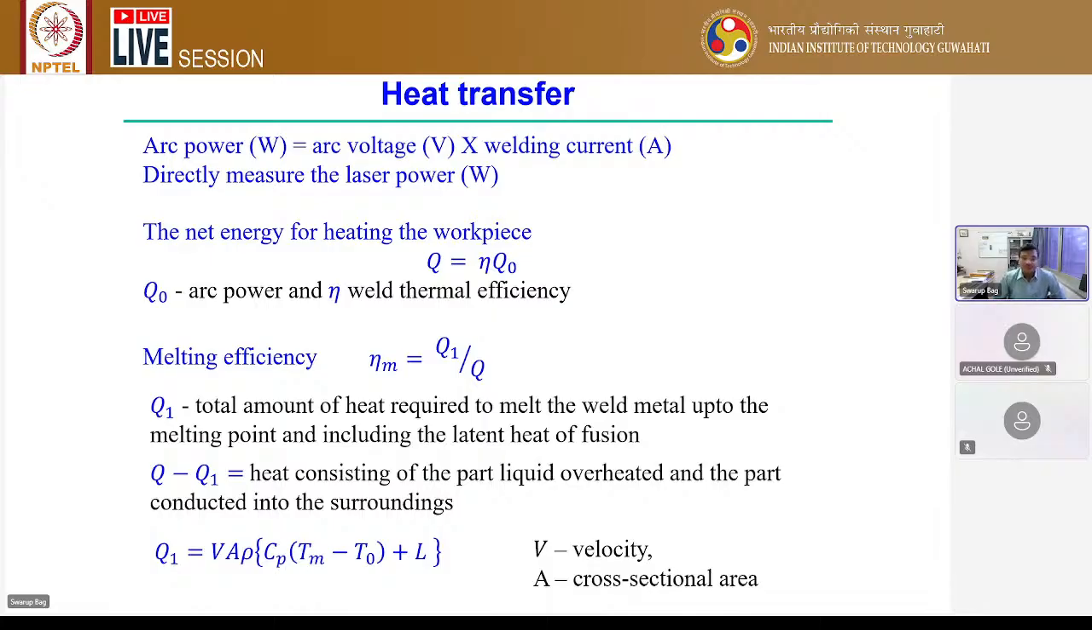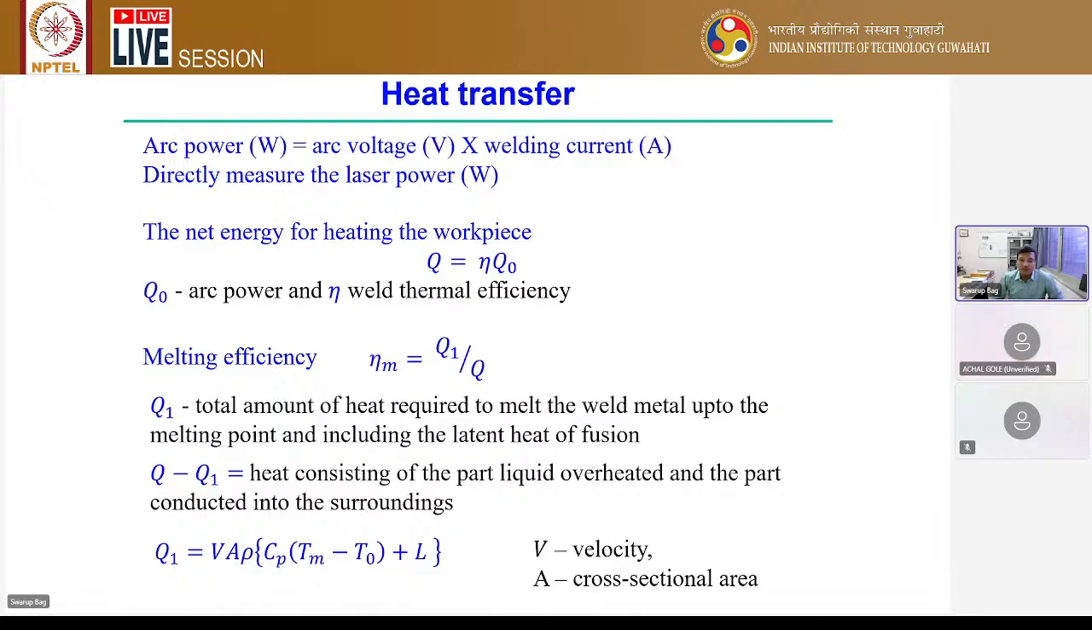Now, Q1 is the total amount of heat actually required to melt the weld metal up to the melting point, including the latent heat of fusion. Q minus Q1 consists of the part that can be overheating, that means superheating of the liquid, which might not just reach the melting point but be overheated. That part has to be counted in this particular case. Straightforwardly, we can count the actual amount of energy utilized just to melt the workpiece. That can also be counted in a different way.